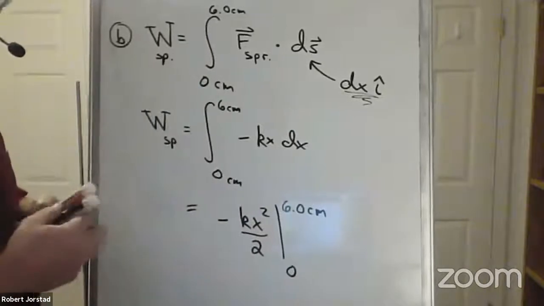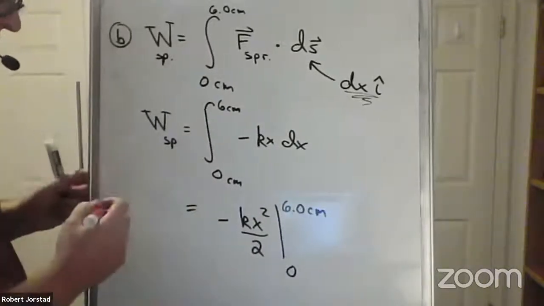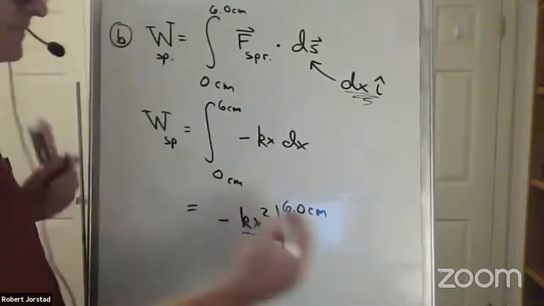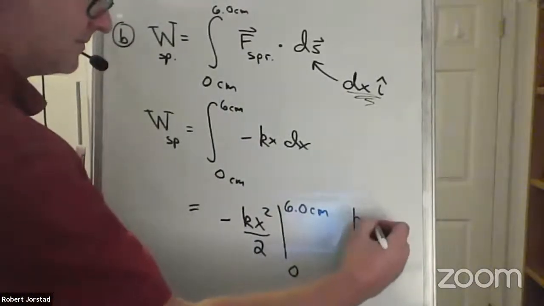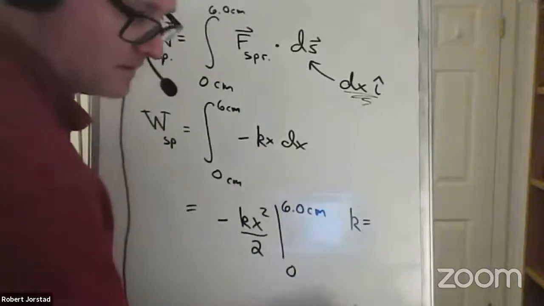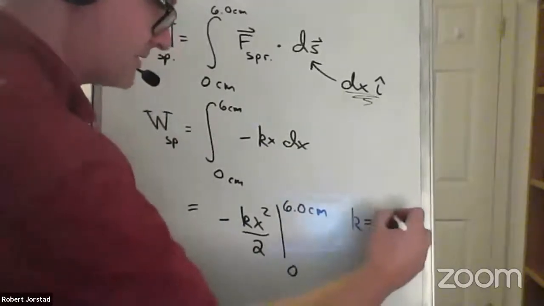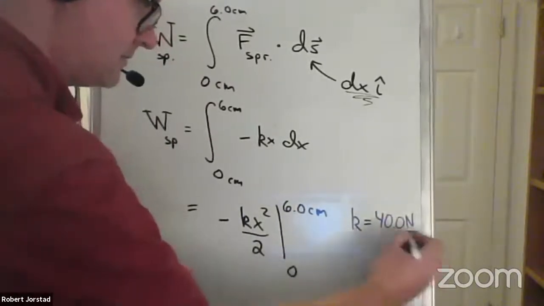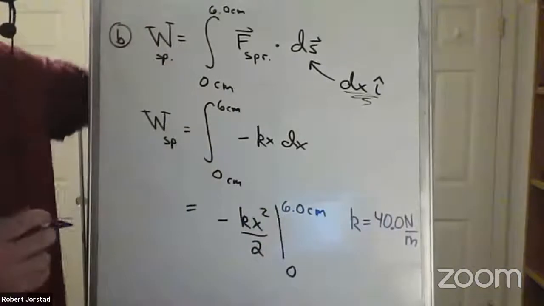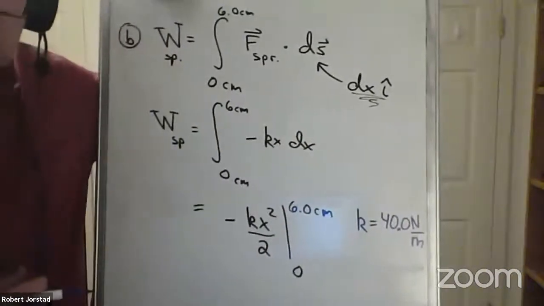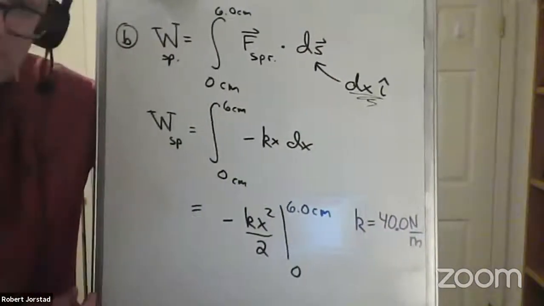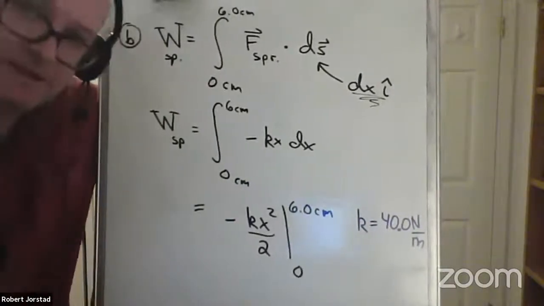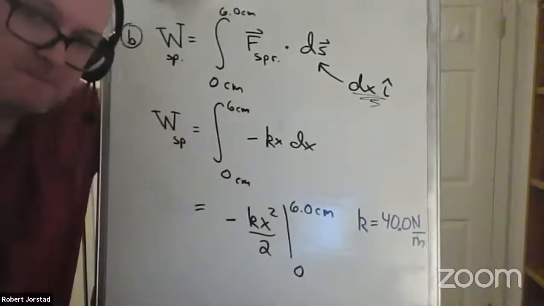And I believe, weren't we told in this problem, what is the value of k? Did it say? 40 newtons per meter. It was in part A. All right. So for here, we should just plug in the numbers, right? And you stick in 40 and 6 and we're done? Feeling good on that?